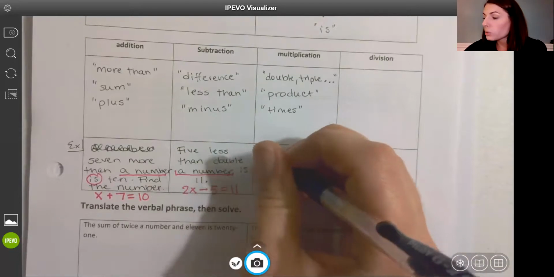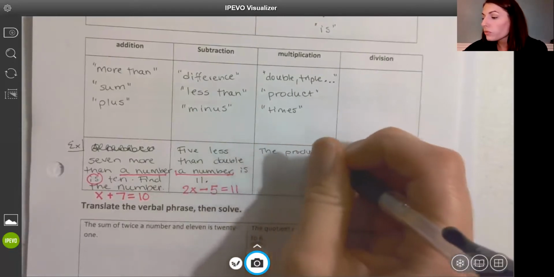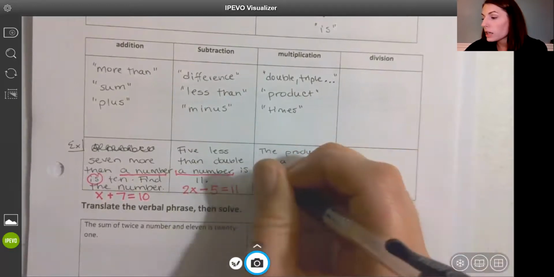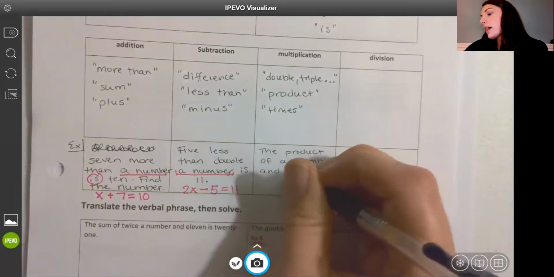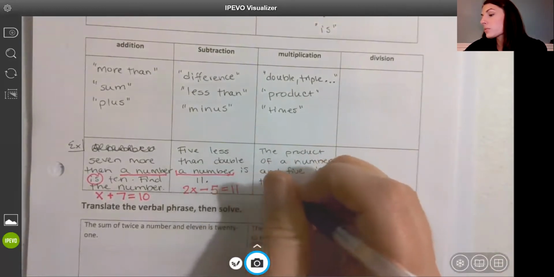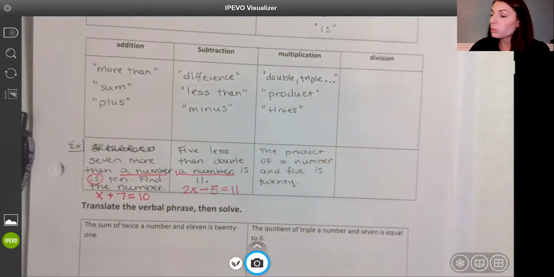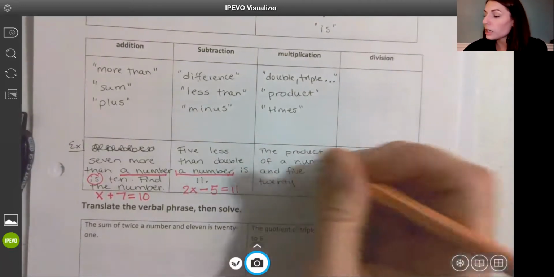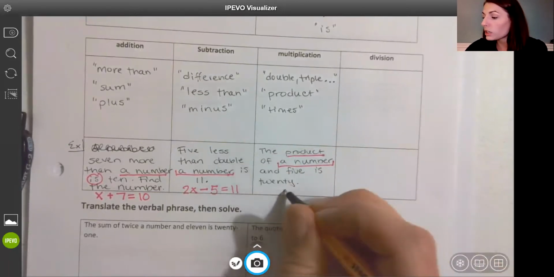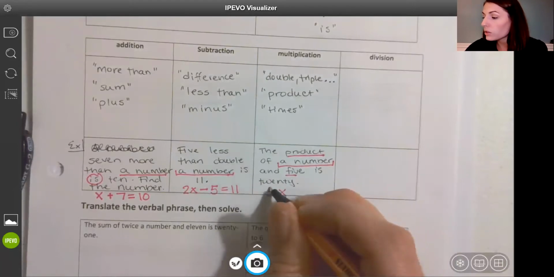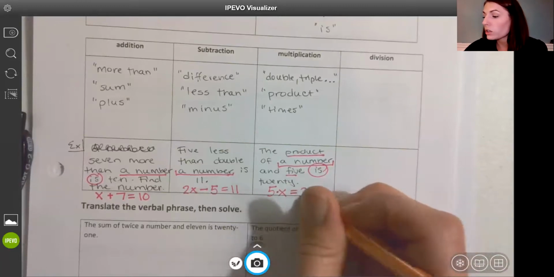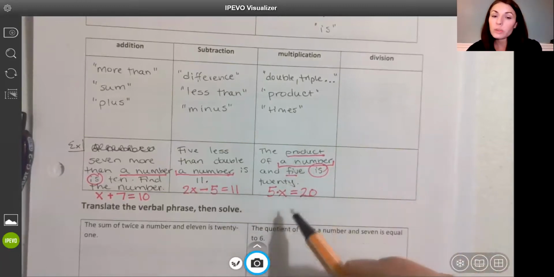So the product of a number and 5 is 20. So the product, this piece is indicating multiplication, a number, so multiplication between a number and 5, so 5 times x, is, there's my equal sign, 20. Okay, that's how that would translate.